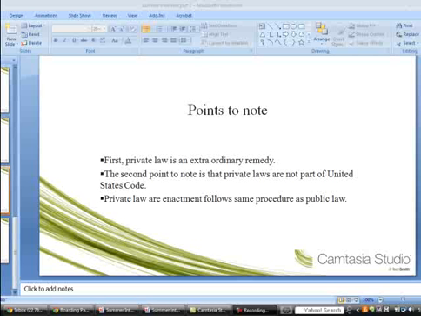There are three salient points I want you to know about private laws. First, private law is an extraordinary remedy. Its invocation is only appropriate after the exhaustion of other remedies. It's a remedy of last resort. The abuse of private law could lead to serious consequences, including a term of imprisonment.